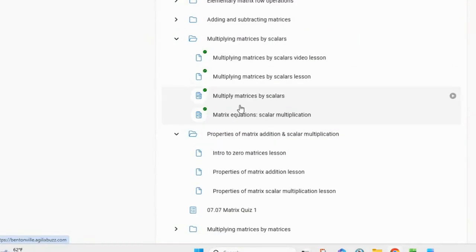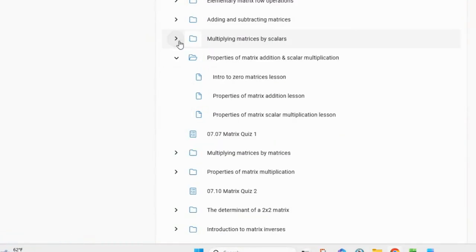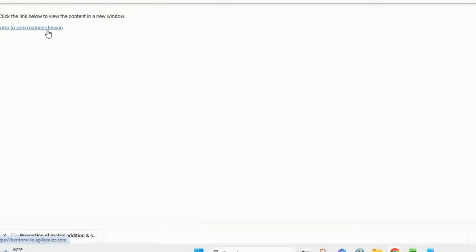Okay, so we have done all 4 of those. We're going to close that folder. We got to get down to quiz 1. So let's look at these lessons and then we'll look at the quiz. Intro to zero matrices.